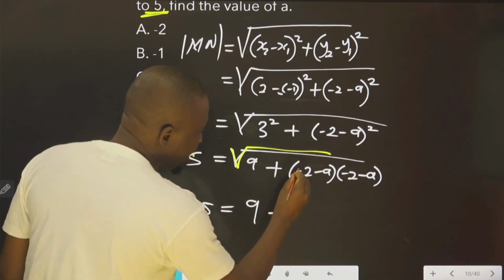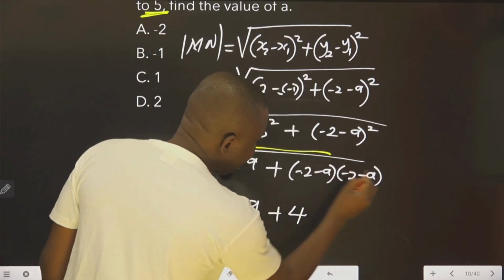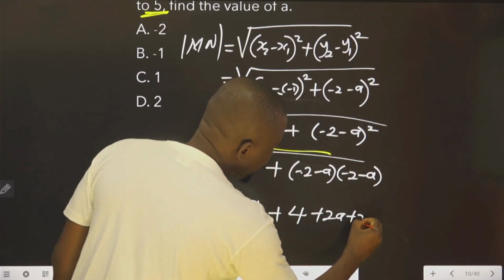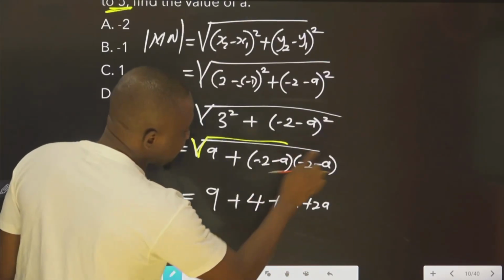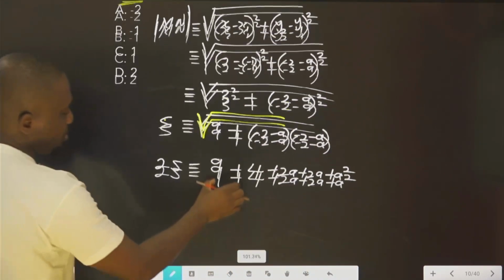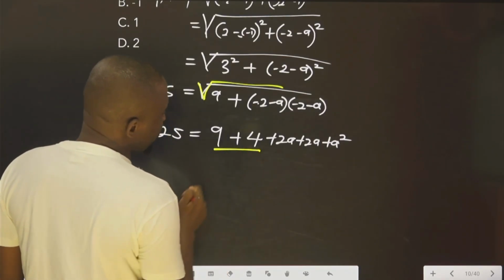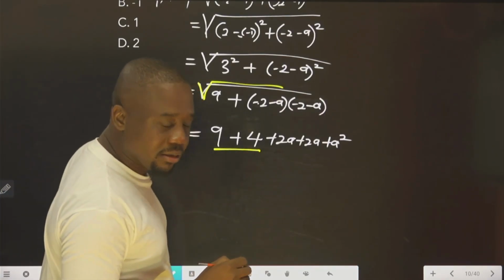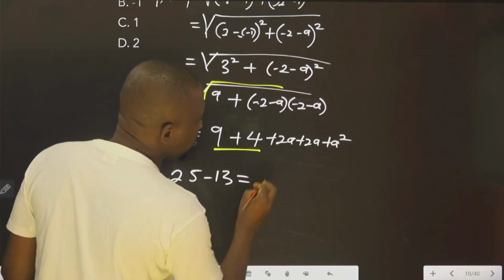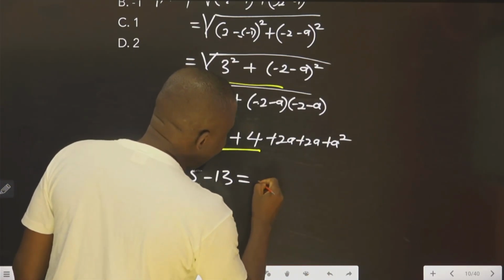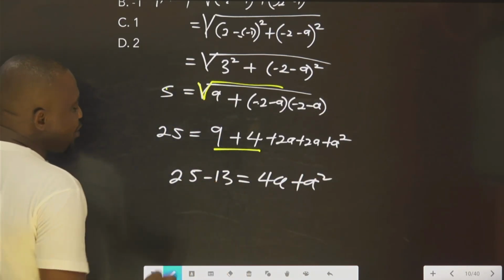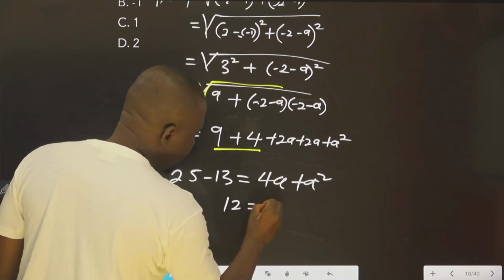Now here, this time this is 4. This time this is plus 2a. This is also plus 2a. This is plus a squared. Okay? These two will give us what? 13. We are going to say 25 minus 13 equals to, this will give us what? 4a plus a squared. If you solve this now, you're going to have 12.